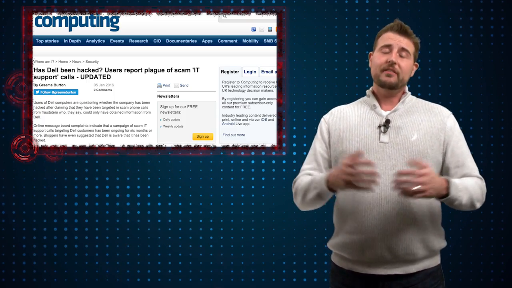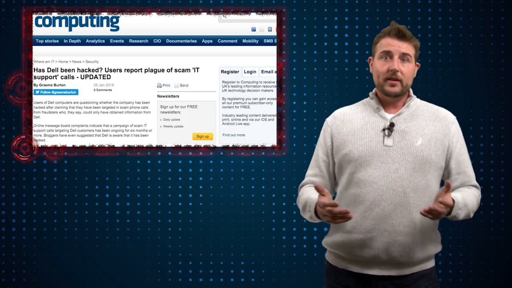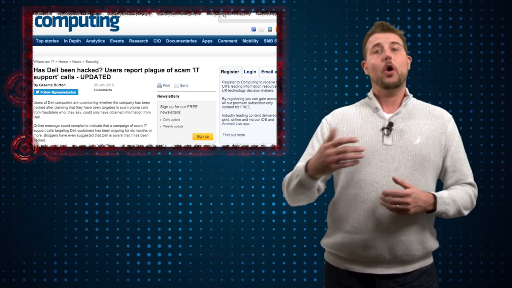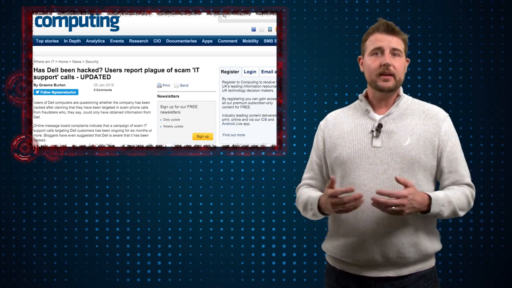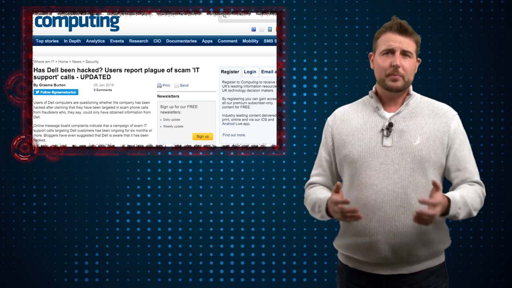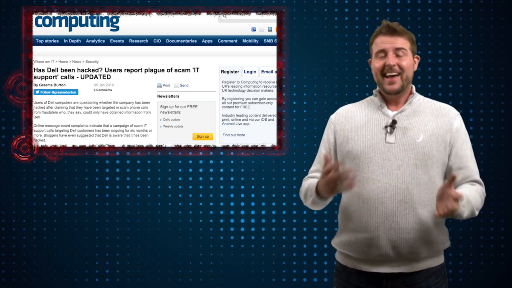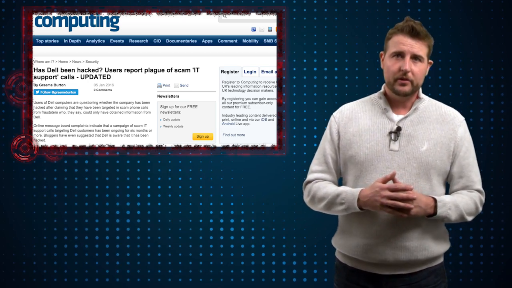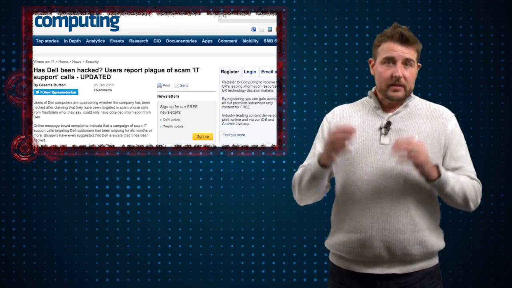Now, really, there's no evidence whether or not this is true. We don't know Dell's been hacked. This is based on an article that came out recently and victims' blog posts talking about the incident. So whether or not Dell has been hacked has really not been proven, and ultimately, that's not what I'm concerned about. What I am more concerned about is that you are aware of these vishing campaigns.